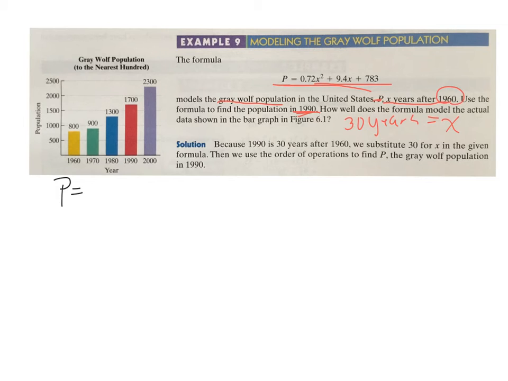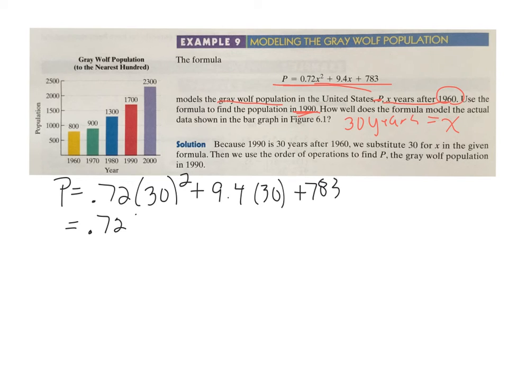P equals 0.72, and in the place of X, I'm putting the number 30. So 0.72 times 30 squared plus 9.4 times 30 plus 783. And then I'm just going to work this out. So the population is 0.72 times 30 squared. You're going to have to get your calculator. So 30 squared is 900 plus 9.4 times 30.